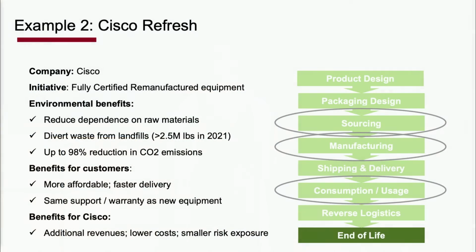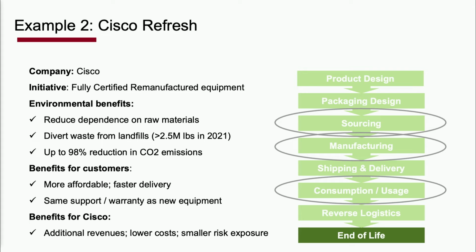And like I mentioned before, they still get the same level of support and warranty as if they purchased new equipment. There are also some business benefits to Cisco. One is the additional stream of revenue. Each piece of equipment can now generate multiple streams of revenue instead of just once when they sell it. In addition, they gain access to customers that may be more price sensitive and could not afford their new equipment.